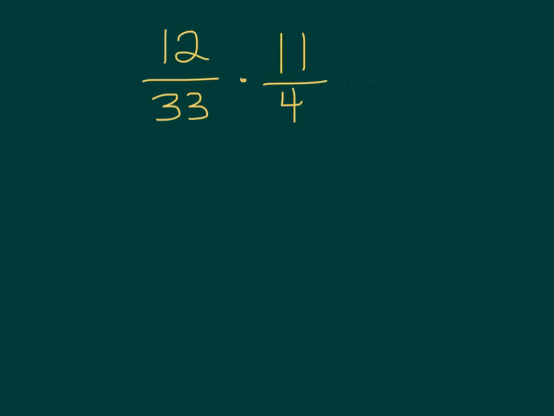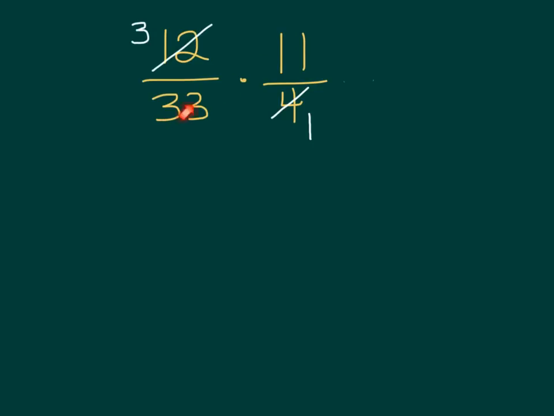Alright, let's try another one. This was the last question that was on your form before. I'm assuming you probably went straight across the top, straight across the bottom. Now let's see if we can simplify. So let's look at the diagonals. Can you think of a number that goes into 4 and 12? Well, 4 does. So I'm going to divide both by 4. 4 divided by 4 is 1. 12 divided by 4 is 3.